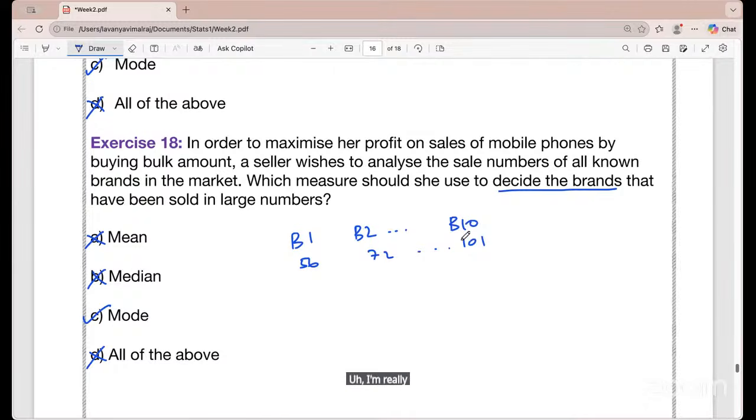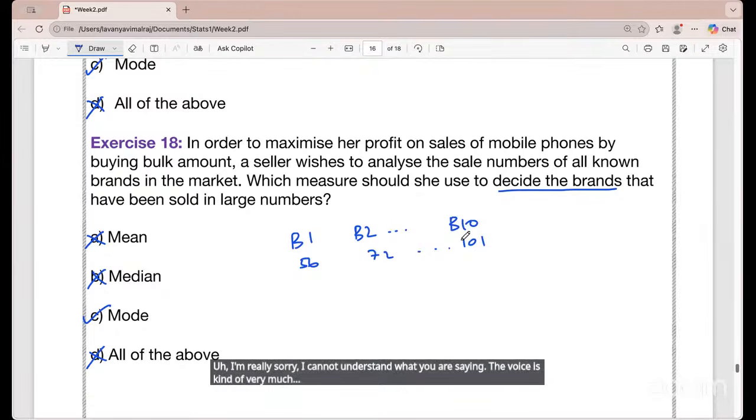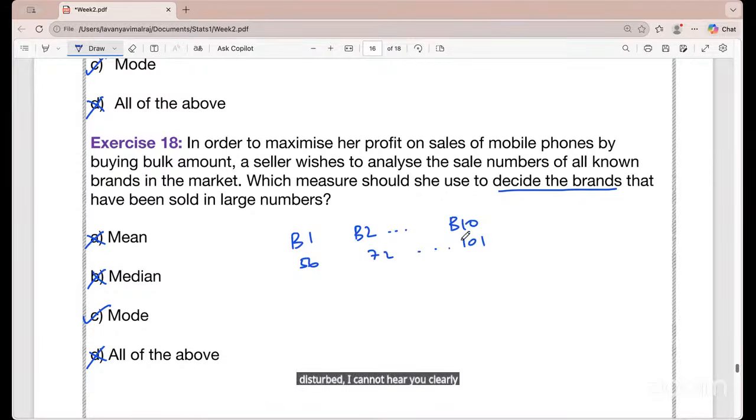I'm really sorry, I cannot understand what you are saying. The voice is very disturbed. I cannot hear you clearly. Can you hear me now? Yes, can you please try again, maybe slowly and loudly?